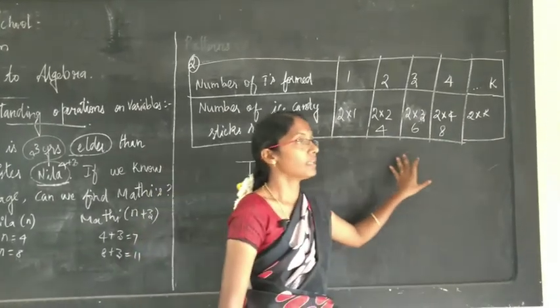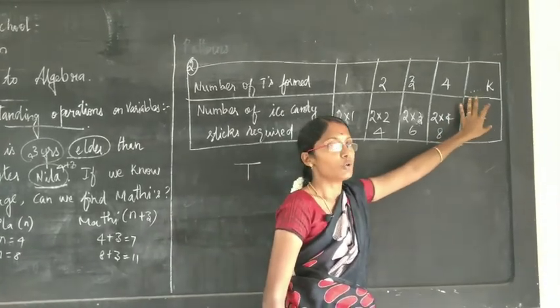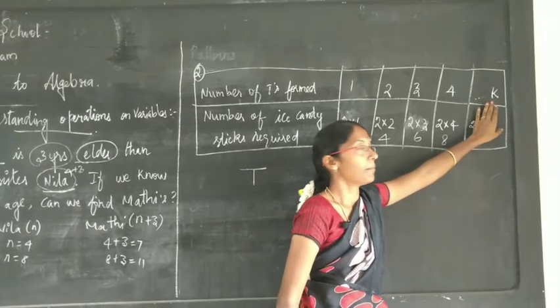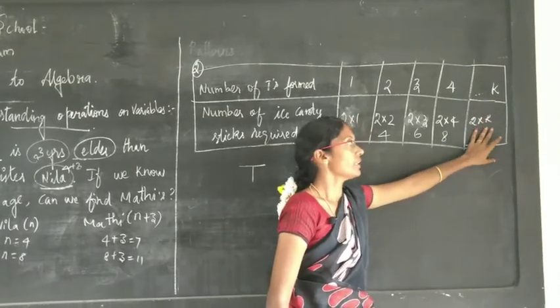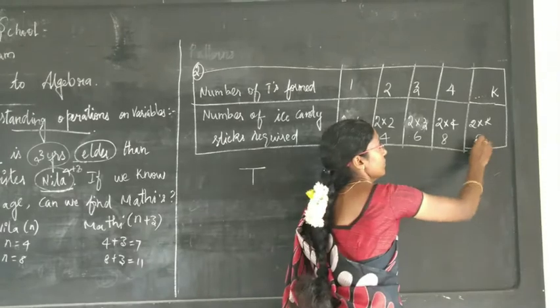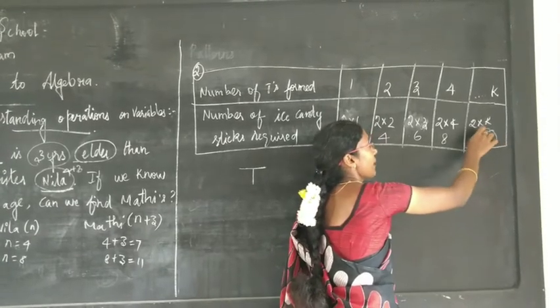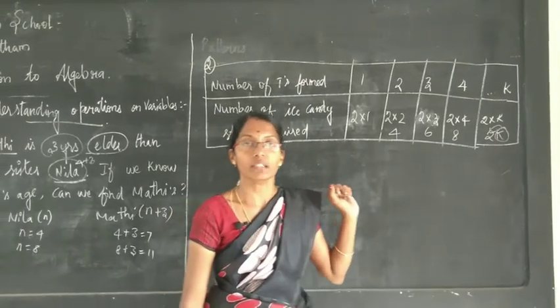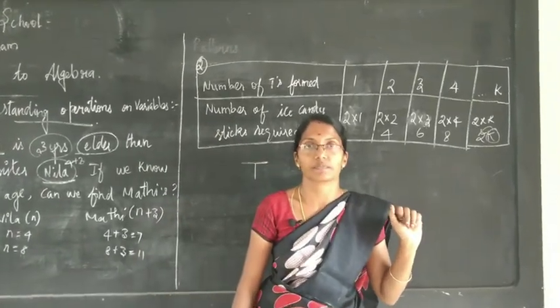We have to find the unknown value, so we consider the unknown number as K, so that we get the answer 2K. This number is to be multiplied with 2. So likewise we are using algebra in real life situations.